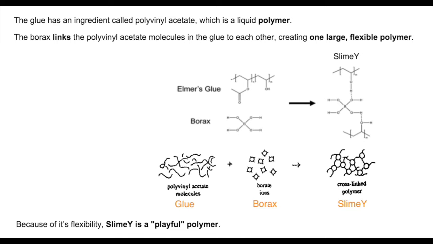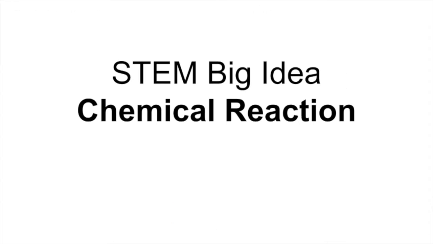When borax combines with the Elmer's glue, it links these liquid polymers together to create a large, flexible polymer, which we call slime, or in this case, Slimy, the playful polymer. It is the interaction, combination, or chemical reaction of borax and glue that yields slime.